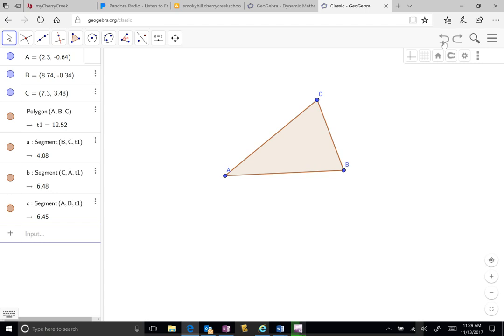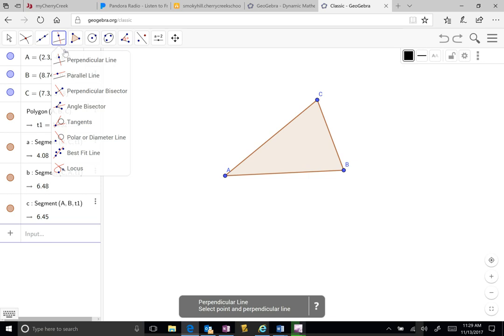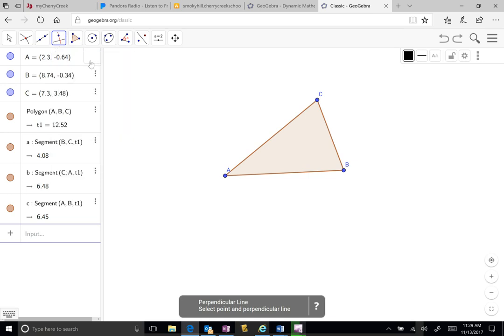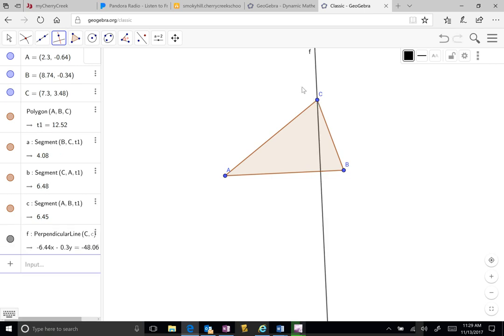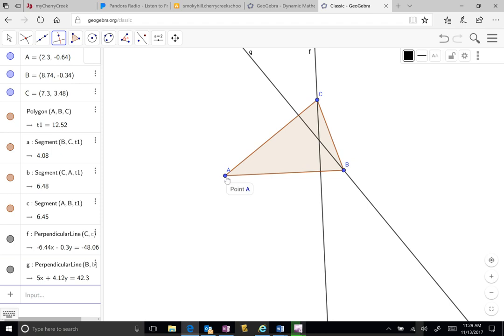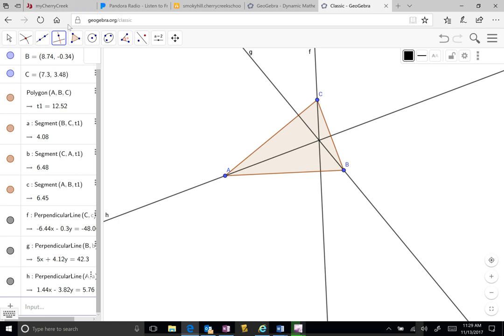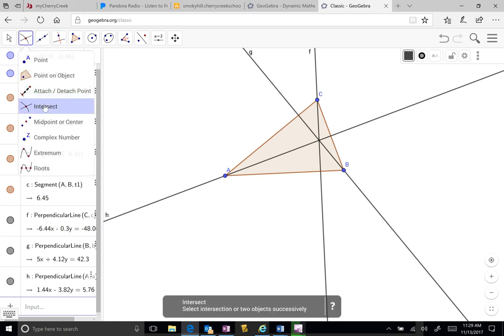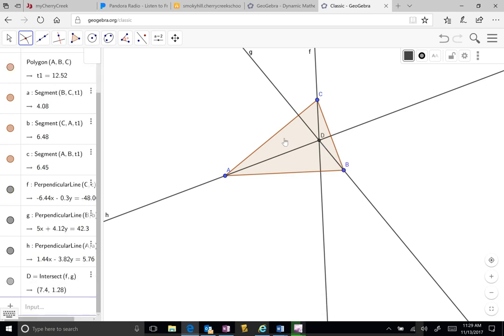Okay, to construct an altitude, an altitude is just a perpendicular line up through a point. So we go to our fourth menu, and we're just going to use the first one, perpendicular line. If I click on my vertex and then the side across from it, it will draw an altitude. I'm going to do that for all three sides. There we go. And there's our orthocenter. I'm going to go ahead and intersect those three lines so I can get a point.